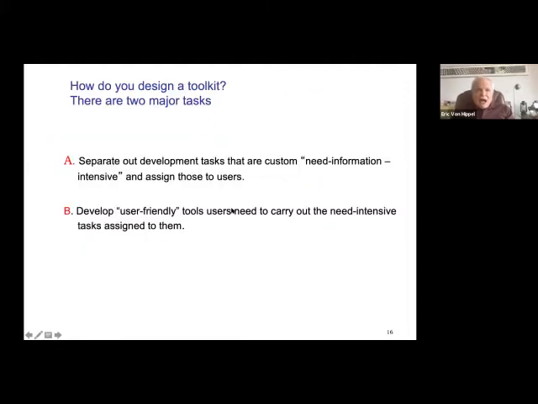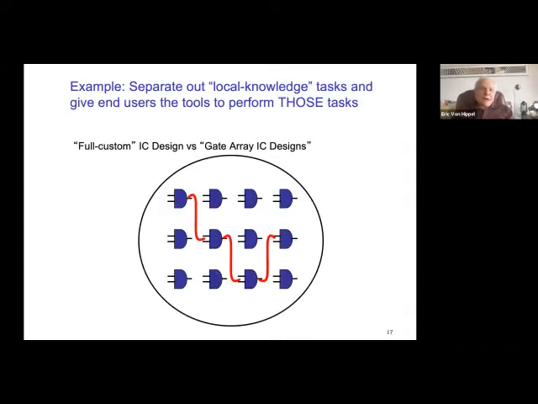Now, so how do you design a toolkit then? There are two major tasks, and they're both really interesting to both help you understand the principles and to help you also sort of get into the final discussion question, which is to think about how you might design a toolkit for an area that you know. So the first thing is really, really interesting. Separate out development tasks that are need information intensive and only assign those to users. Let me illustrate what I mean. We're back to integrated circuits again.